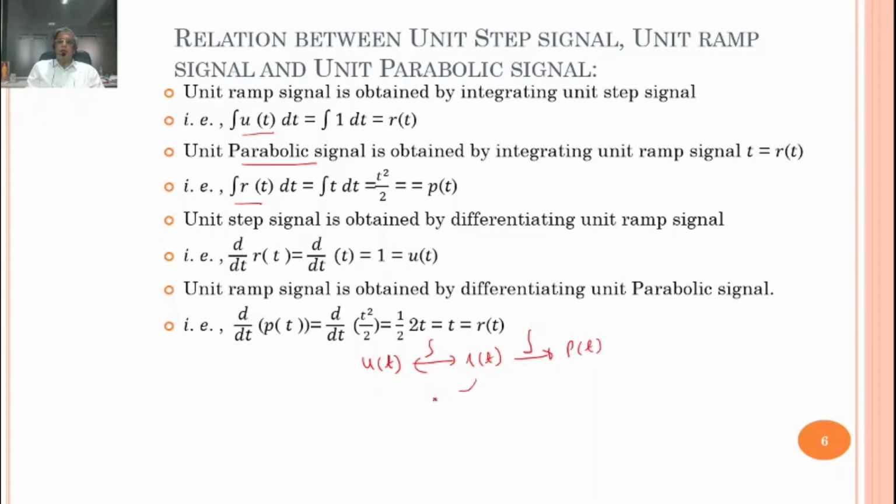Similarly, if we differentiate the ramp signal, that is equal to the unit step signal. Differentiation of t is 1, which means that is the unit step function. Similarly, if we differentiate the parabolic signal, at that time we get the ramp signal.